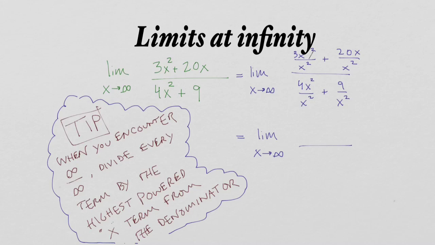So on the numerator, the x squareds cancel out. This x will cancel out with one of these x's, so I'm left with 20 over x. These x squareds will cancel out, leaving me with 4. And then 9 divided by x squared will not simplify. Now that we've done this, let's try direct substitution again and see what happens. We're going to plug infinity in, and we're going to plug in infinity for this x as well.